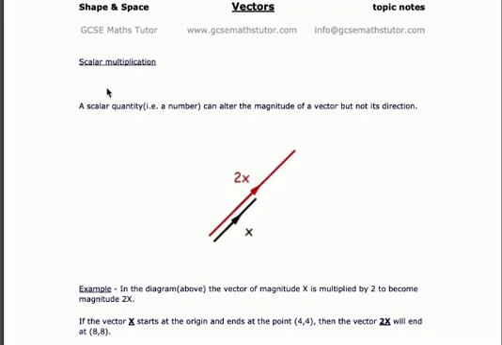Now, there is something called scalar multiplication. A scalar quantity is just a number. It does not have direction. And this can be used to alter the magnitude of a vector, but not its direction. For example, we have our vector x. We can multiply it with any number to give us another vector. In this case, we are multiplying x by 2 to get a vector that's 2 times longer than the original vector.